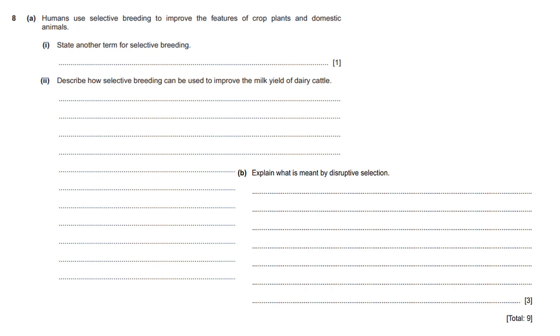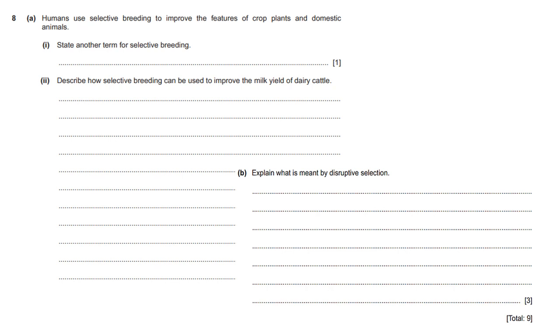What this will do is increase the propensity for the high milk yield gene to be passed on from offspring to offspring to offspring, and as a result of that, you will be able to have a lot of cattle that produce a lot of milk. So you pass on the desirable traits.